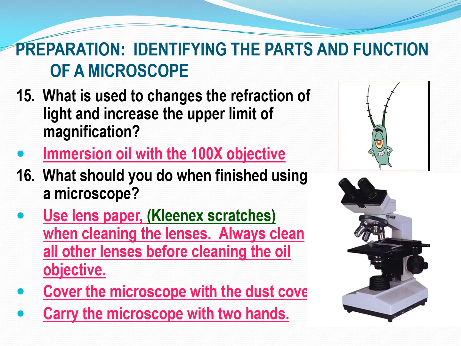So what should you do when finished using your microscope? So you're done using it, you want to put it up. You're going to use lens paper to clean off the oil from your oil objective lens. Never use Kleenex or anything else because they're a little coarse and they could scratch your objective, okay? Always clean all other lenses before cleaning the oil objective, because you don't want to take that oil that would be on the lens paper and then put it on the other objectives that oil does not need to go on. So you clean all your lower objectives all the way up and then clean your oil last, okay?